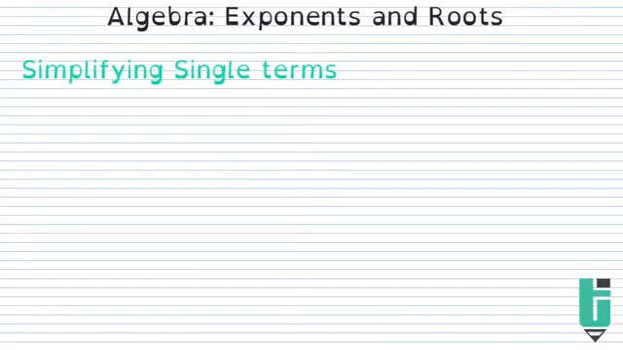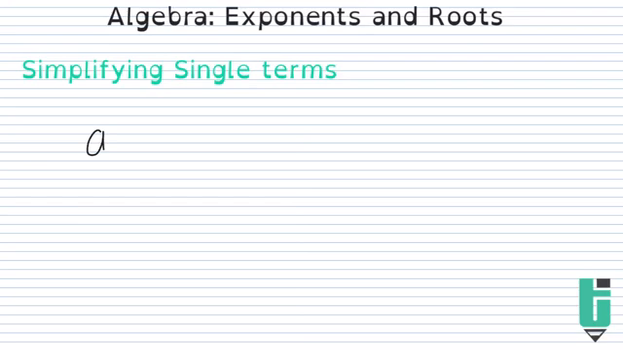Okay, so now that we are more comfortable with the basics of the section, we can start looking at some more complex examples. So in this video, we'll be looking at simplifying single terms. So what do I mean by a single term? Well, basically that we are just multiplying and dividing. We're not adding or subtracting.